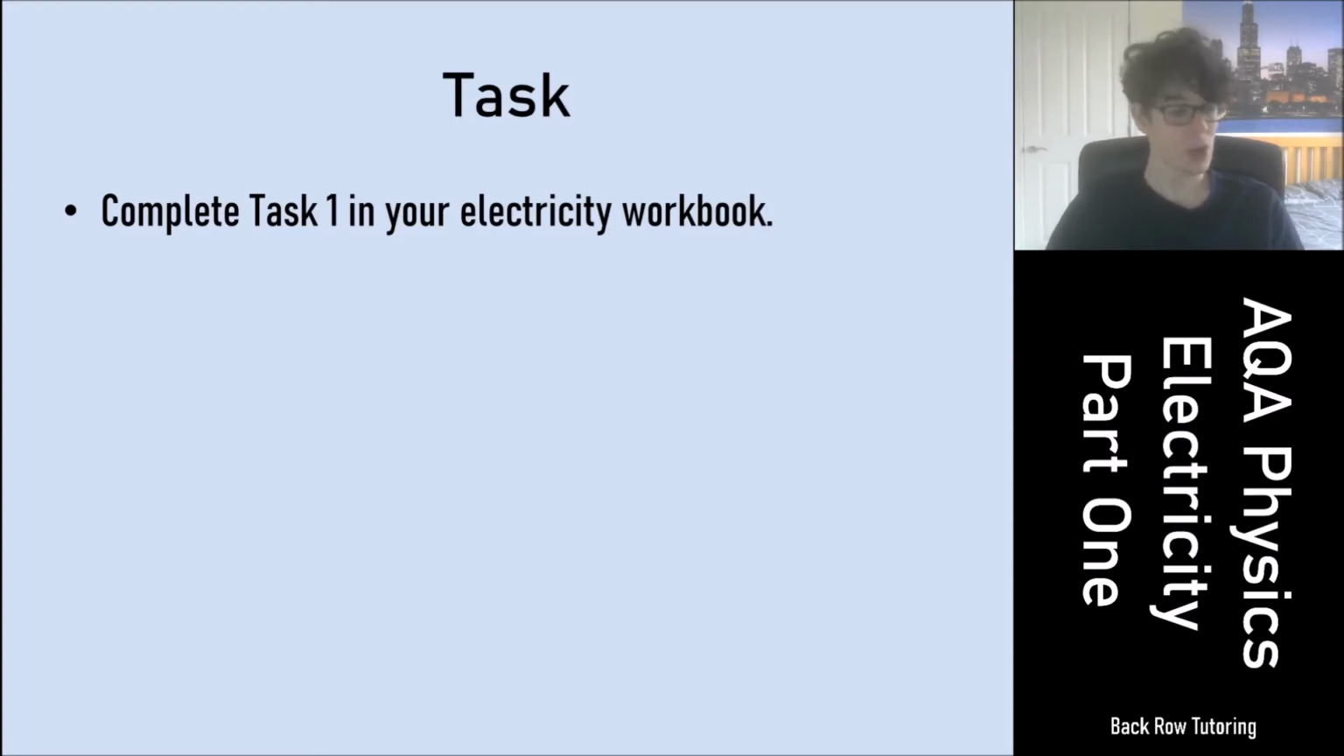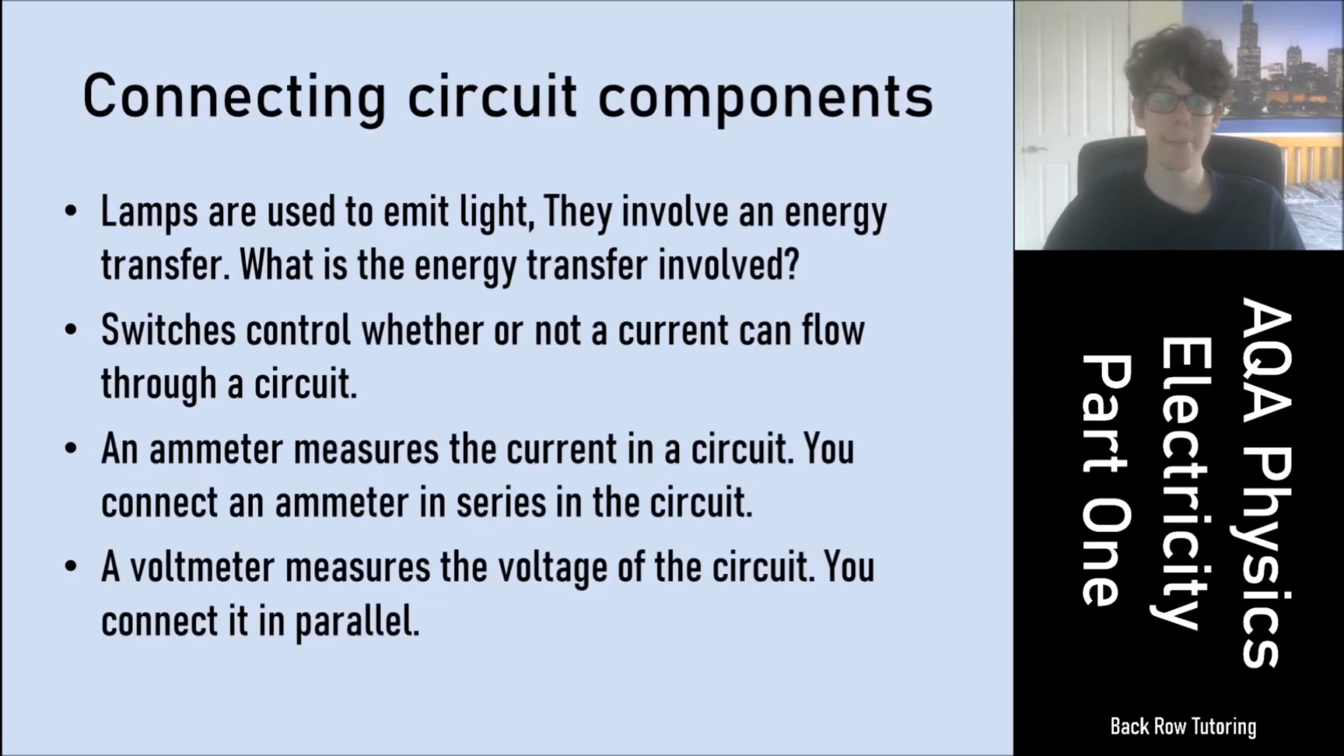Okay, so it's great knowing what all of those symbols mean, but what actually are these components? Well, let's take a look. Lamps are used to emit light. They involve an energy transfer. What is the energy transfer involved? Well, if you've been watching the previous videos, you will know that in a lamp, electrical energy is converted into light energy. Switches control whether or not a current can flow through a circuit.